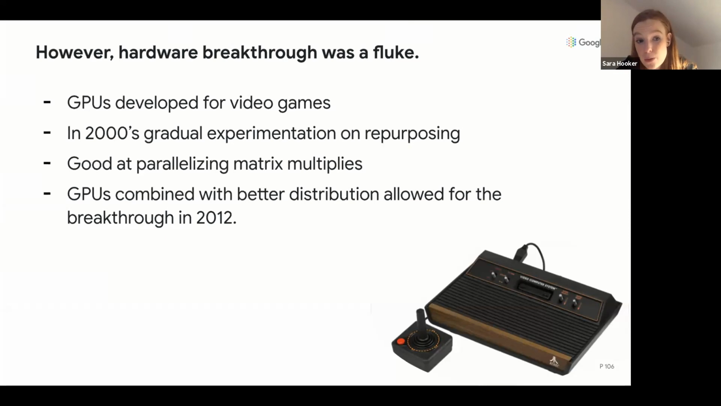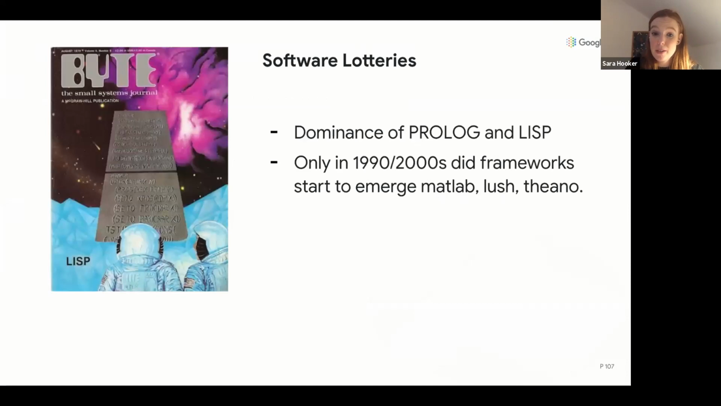GPUs were developed for video games, and in the 2000s, there started to be gradual experimentation on repurposing them. This ended up being a software mission because a lot of it required figuring out how to repurpose GPUs for coding with some of the connectionist approaches. But GPUs were very good at parallelizing operations like matrix multiplications. In parallel, what allowed for the breakthrough in 2012 was better distribution between GPUs.